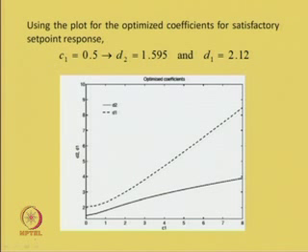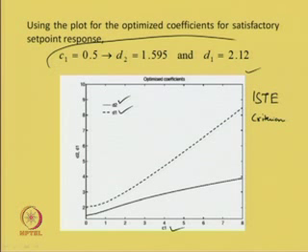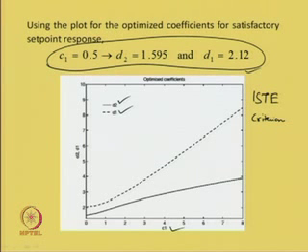Now, using the plot which gives us optimum values for D2 and D1 for various C1, by minimizing the ISTE criterion, it is not difficult to obtain the values for D2 and D1 when C1 is equal to 0.5. When C1 is equal to 0.5, then your D2 will be 1.595 and D1, the upper one, is 2.12.